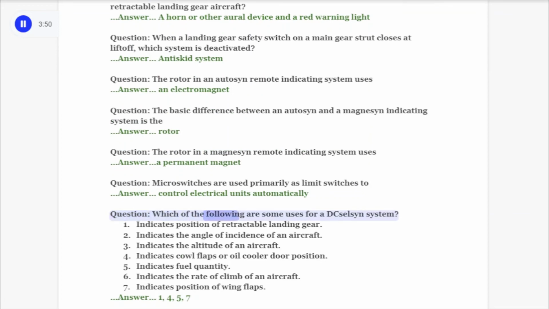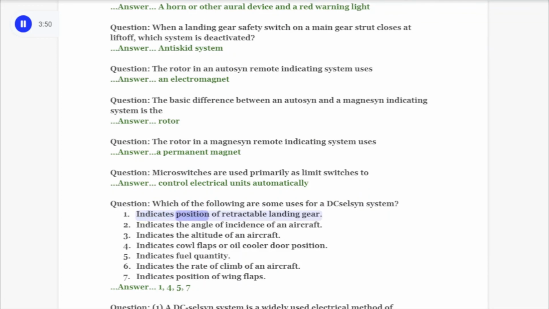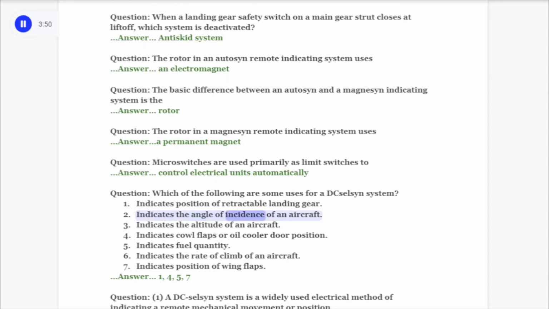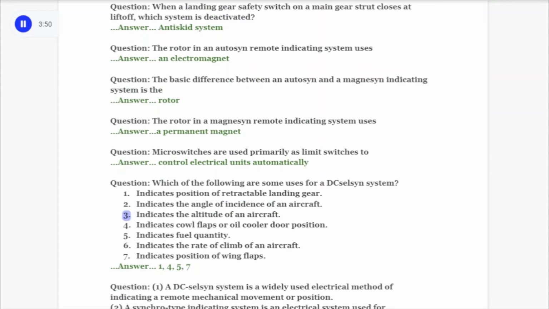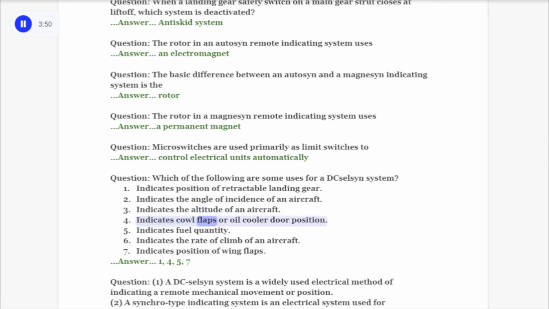Question, which of the following are some uses for a Desynn system? 1. Indicates position of retractable landing gear. 2. Indicates the angle of incidence of an aircraft. 3. Indicates the altitude of an aircraft. 4. Indicates cowl flaps or oil cooler door position. 5. Indicates fuel quantity. 6. Indicates the rate of climb of an aircraft. 7. Indicates position of wing flaps. Answer: 1, 4, 5, 7.